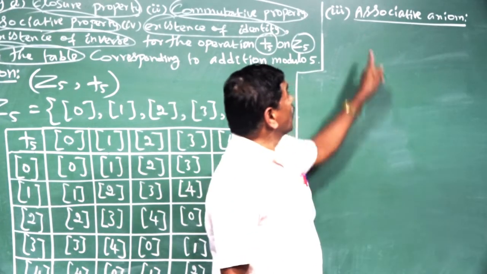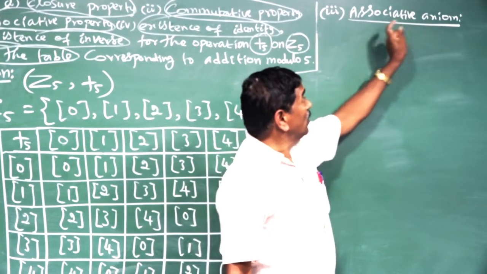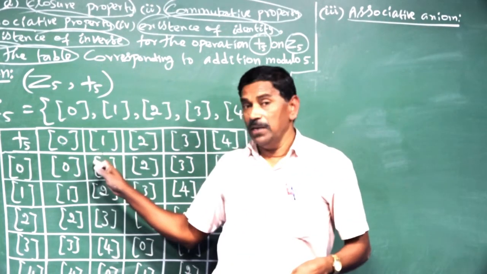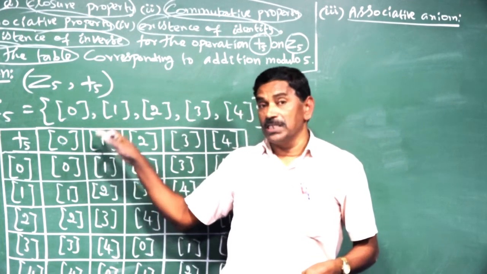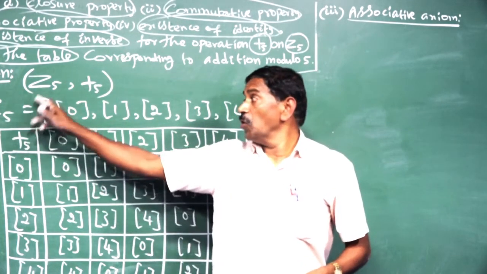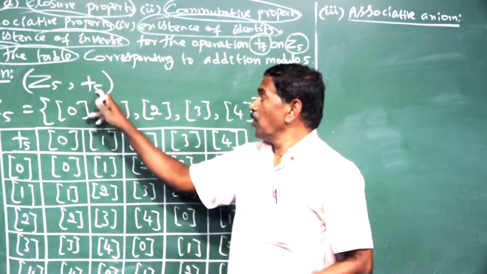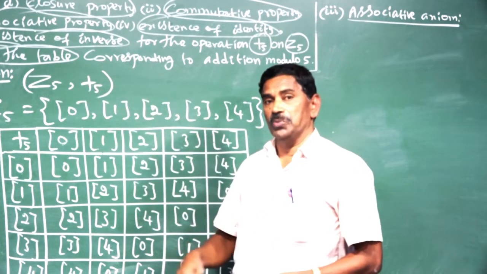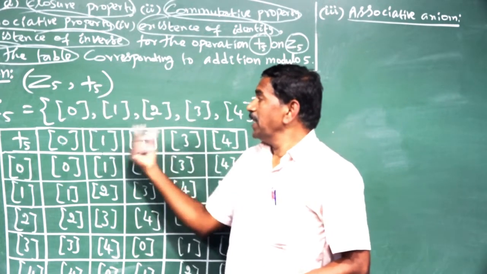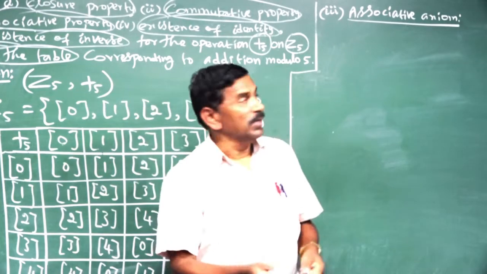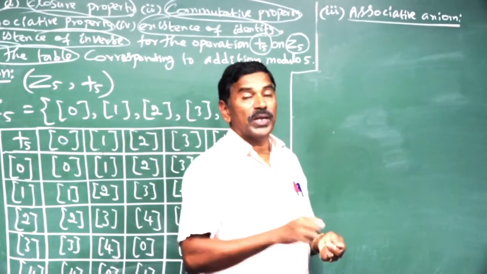Children, listen. Now, the associative axiom. To prove this, we know from the table that the associative axiom is true under addition modulo 5. From the table, addition modulo 5 is always associative. One can give an example. For the associative axiom, we want to take 3 elements.